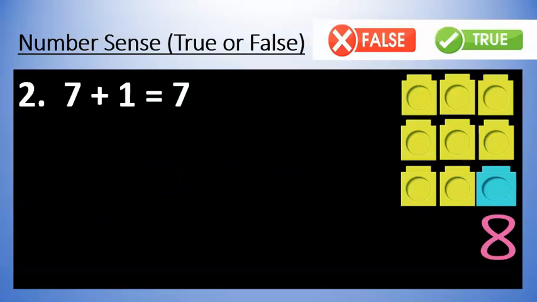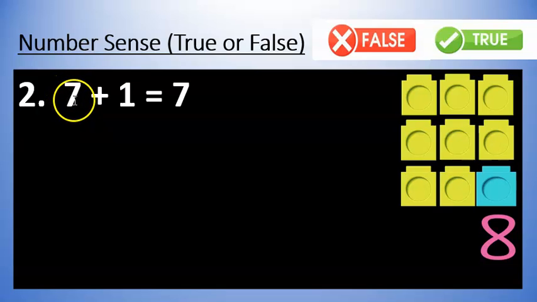Now, let's come here to this next one. Now, same thing boys and girls. We're going to look here at this first number and come to this second number. We're going to see if that does equal this number here. We got to determine if it's false or true. Now it says 7 plus 1 equals 7. Let's see if that's true or false.